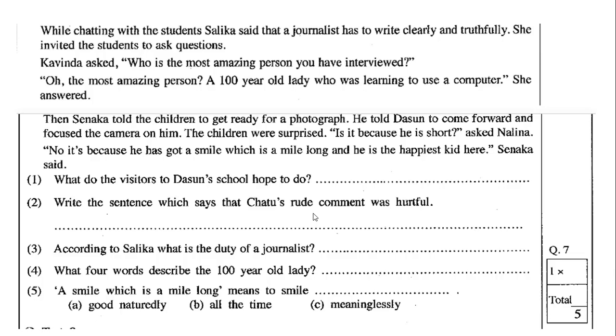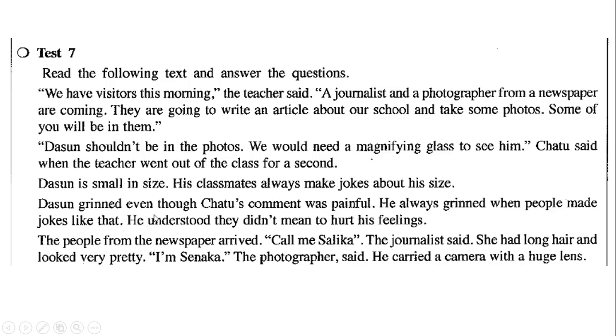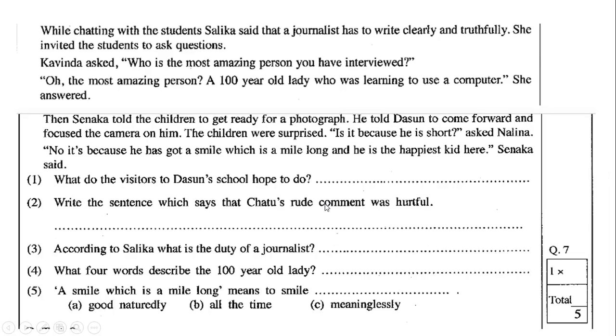How do you know that Chatu's comment hurt him? Dasun grinned even though Chatu's comment was painful. This one. Next, according to Salika, what is the duty of a journalist? To write clearly and truthfully. Next one. What 4 words describe the 100-year-old lady? The most amazing person.